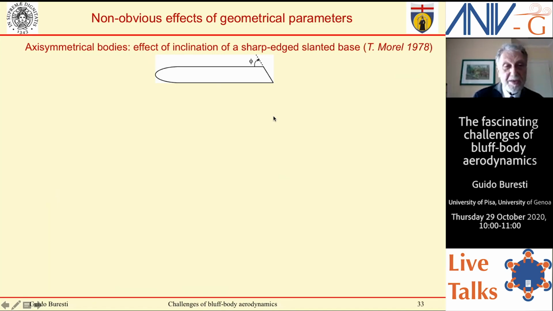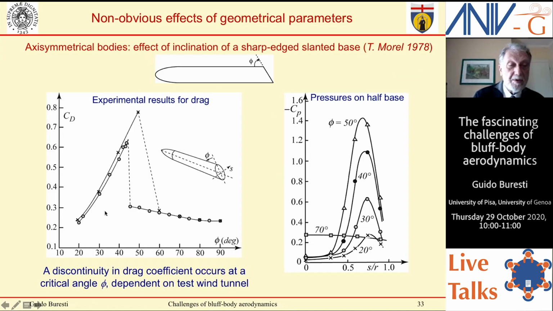For very small angles, you had a small drag coefficient, which increased dramatically by increasing the angle, up to a certain value at which you found a sharp discontinuity of the load, and the drag became very much lower for high values of the slanted angle. And this is the effect on the half base on the pressure. These are negative pressures, so these are suctions increasing by increasing the angle of the slant, and then if the angle becomes too large, the pressure distribution becomes constant and much smaller.